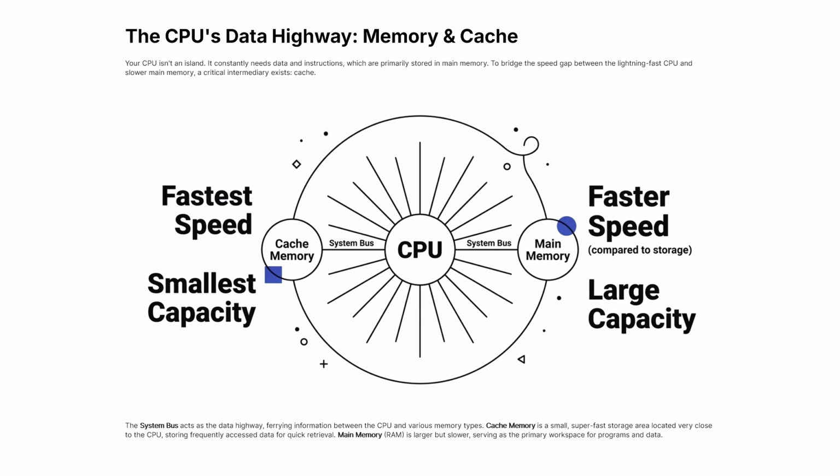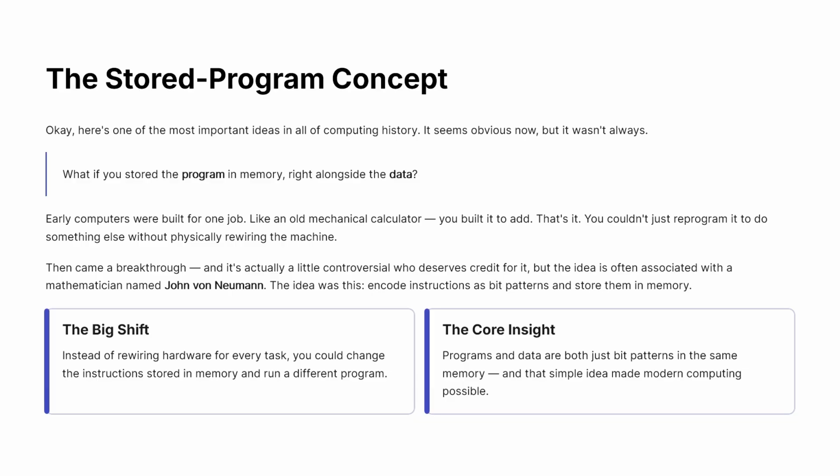Okay, here's one of the most important ideas in all of computing history. It seems obvious now, but it wasn't always. Early computers were built for one job, like an old mechanical calculator. You built it to add. That's it.